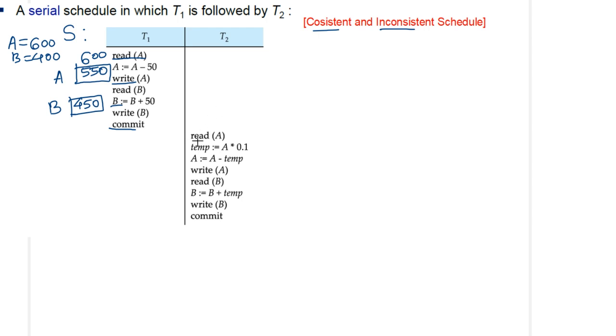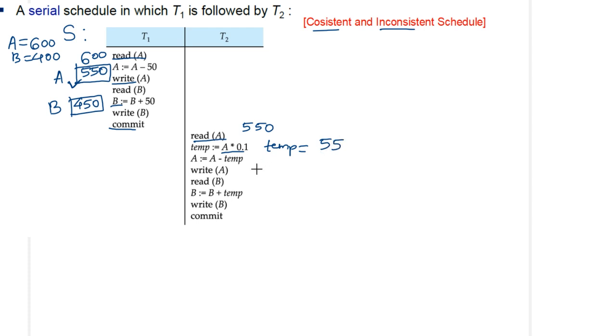Then T2 performs read A. Now this A value will not be the initial value, it is the updated value which was updated by T1. So obviously T2 will read 550. Then T2 uses a temporary variable, temp is equal to A into 0.1, so 550 into 0.1, that is equal to 55.